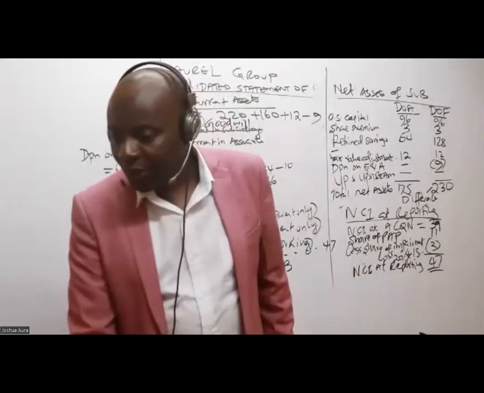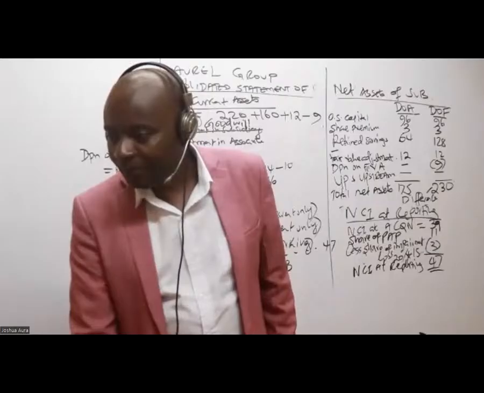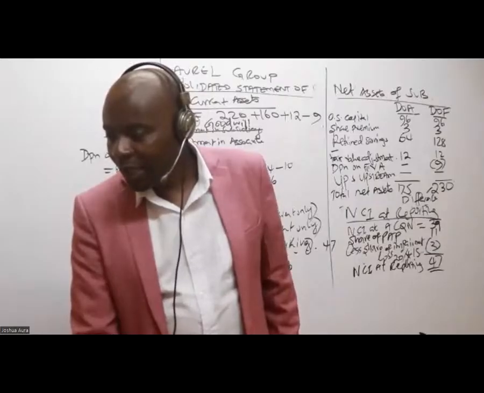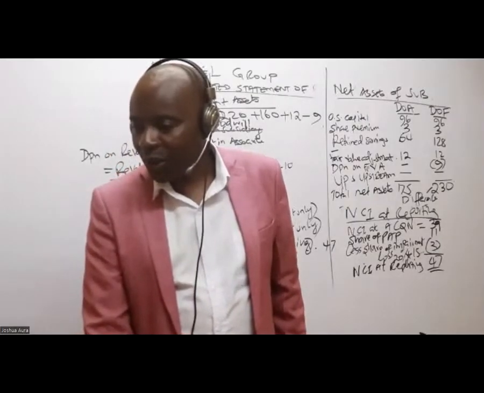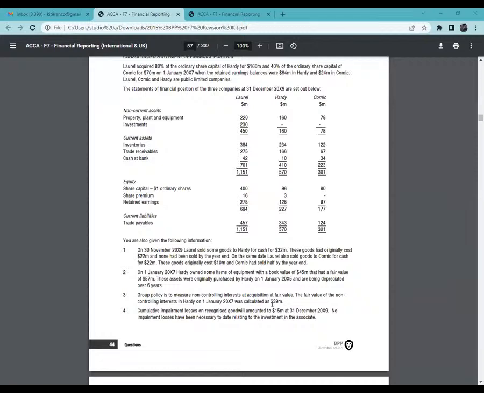Where does the 3 come from? Is it 39, Imelda, or 3? Oh, okay, 39. I understand now your question. It is NCI at acquisition. You can see this. NCI at acquisition is 39.